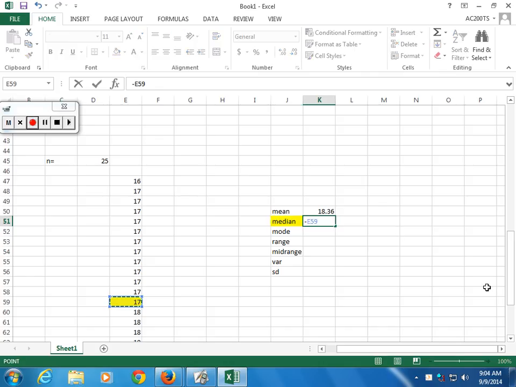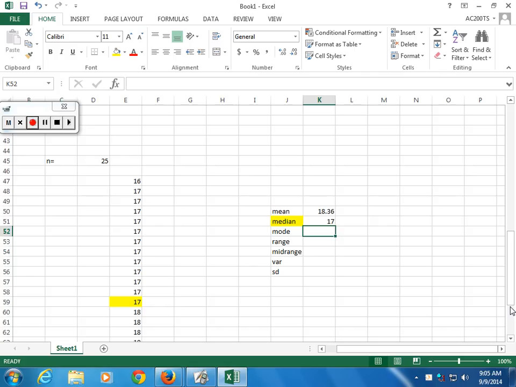Now, what do you notice about the median and the mean? They're pretty close. That means the data is what? Tight or sloppy? Tight. That's a good indicator right there.